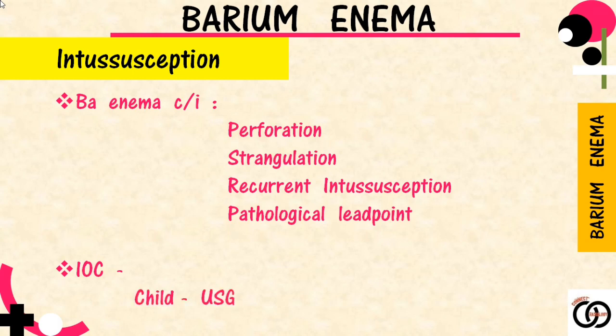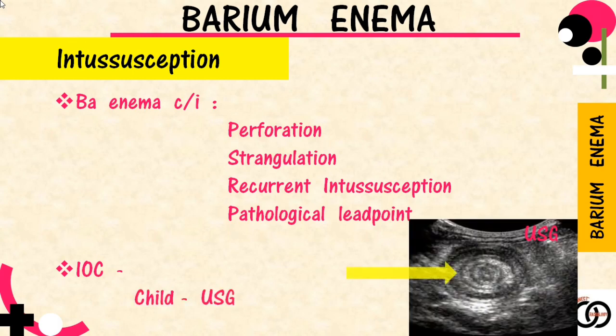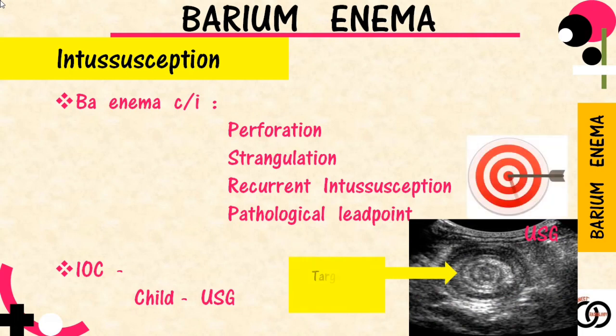In USG, we see the target sign or donut sign. See this ultrasound picture. There is a target. This is known as the target sign or the donut sign. And in case of adults, the investigation of choice for intussusception is contrast enhanced CT scan.